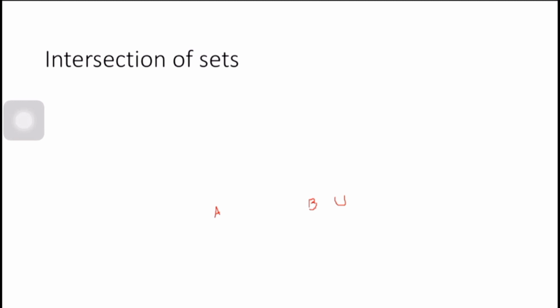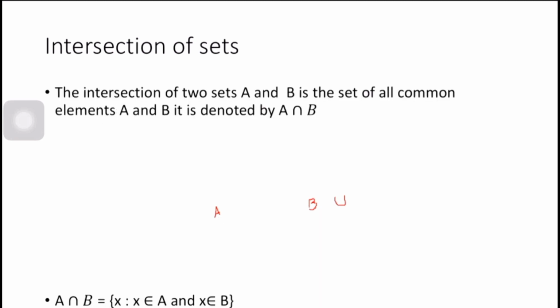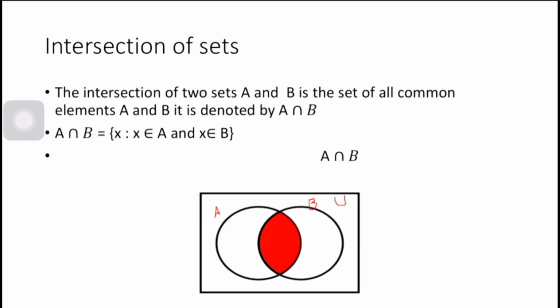Next, intersection of sets. In this case, we write the common elements of A and B. It is denoted by A intersection B. Intersection is represented by the opposite symbol of union. The set builder form of A intersection B can be written as X such that X belongs to A and X belongs to B. It can be shown in a Venn diagram like this.